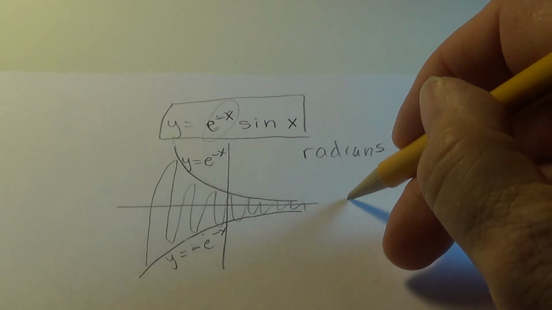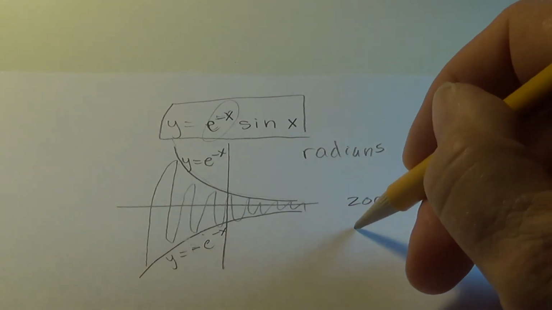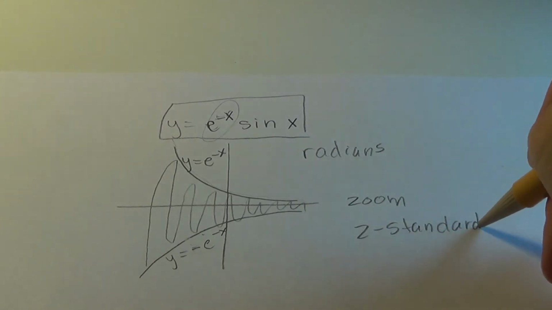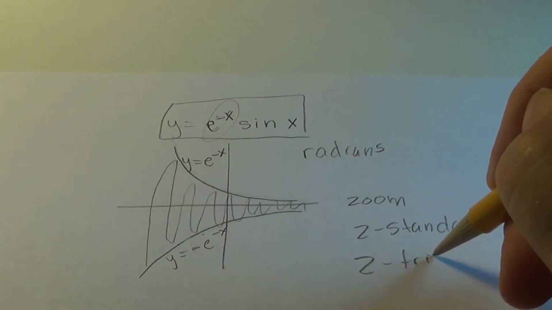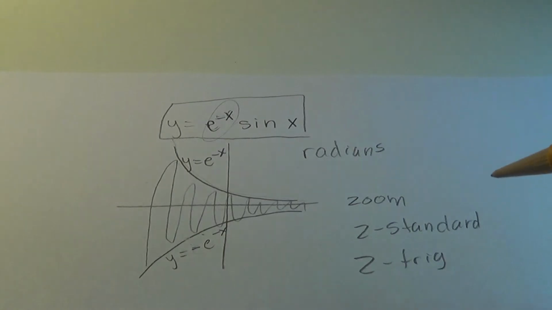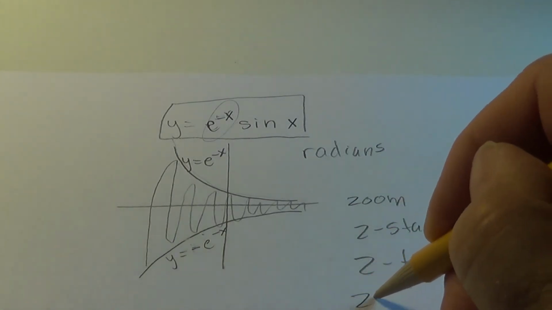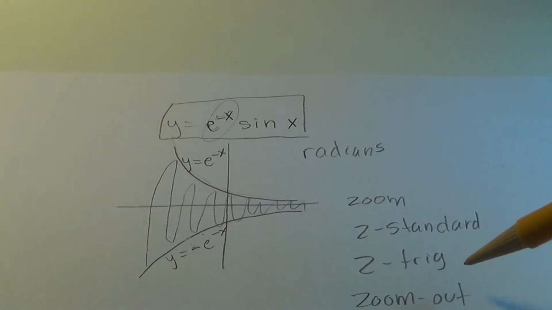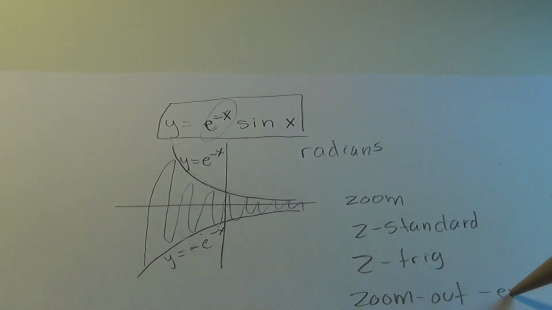Like if you go to the zoom menu, there's the Z standard. I don't think you'll see very much of it there. Maybe Z trig. There's that under the zoom menu. Also, you could zoom out. Just get a bigger picture. If you hit the zoom out function, you have to hit enter to get that to do that.